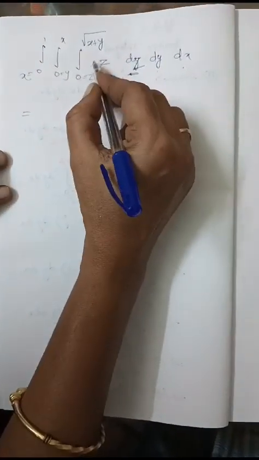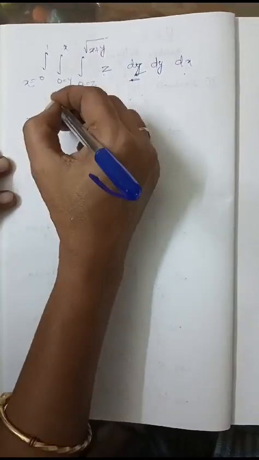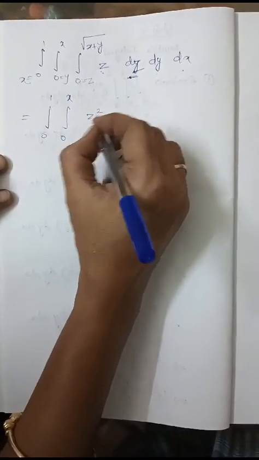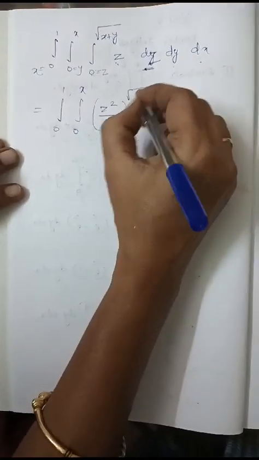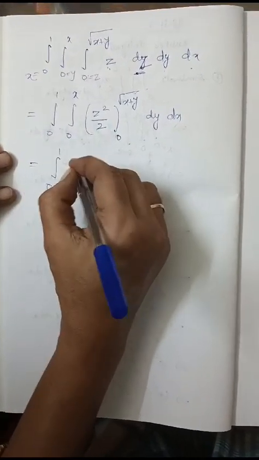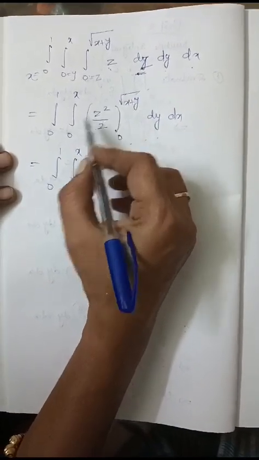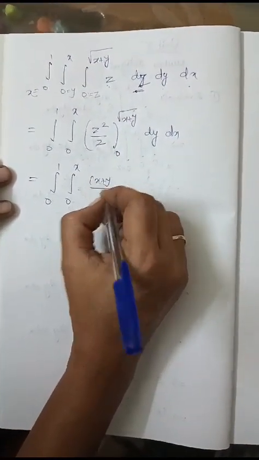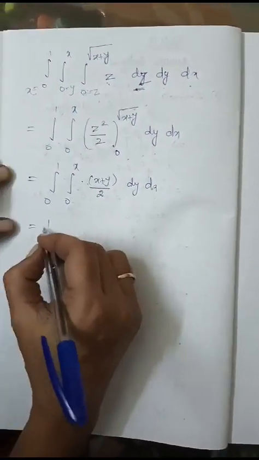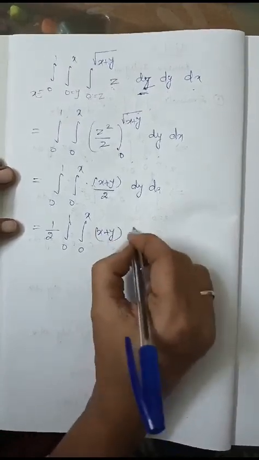Now, first integrating the term z with respect to z, substituting the z limit 0 to root of x plus y. X equal to 0 to 1, y limit is 0 to x. First integrating with respect to z is z square by 2, substituting the limit 0 to square root of x plus y into dy dx, which is equal to integral 0 to 1, integral 0 to x, substituting the z upper limit root of x plus y, square root and square cancel, balance is x plus y divided by 2 into dy dx. Here 1 by 2 is constant, take outside: 1 by 2 integral 0 to 1, integral 0 to x, x plus y into dy dx.